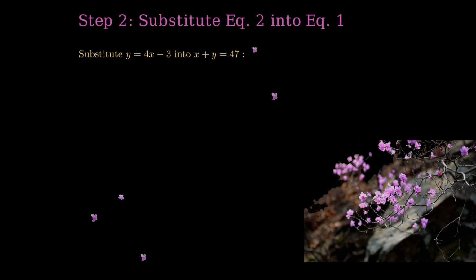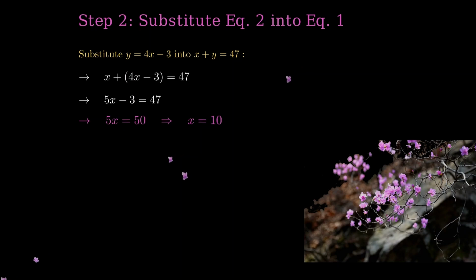Step 2. Let's substitute 4x - 3 for y in the first equation. This gives us x + (4x - 3) = 48. Combining like terms, we get 5x - 3 = 48. Adding 3 to both sides gives 5x = 50. Dividing both sides by 5, we find x = 10.